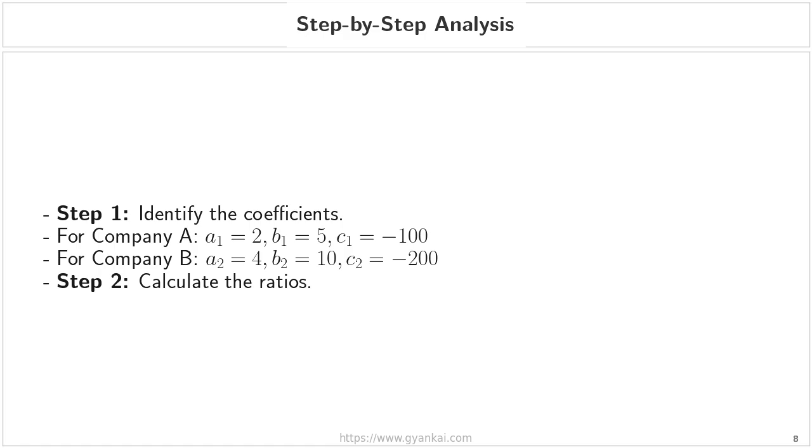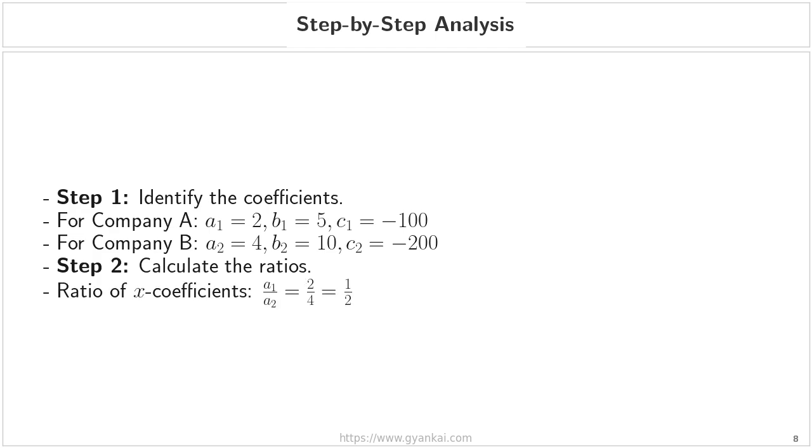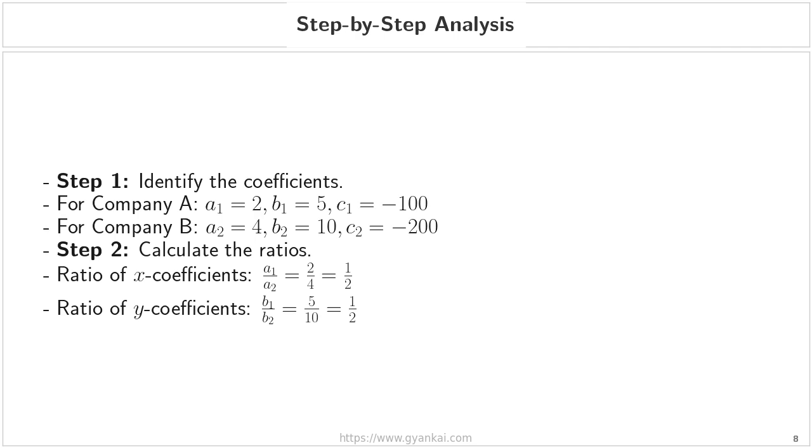Next, we move to step 2, where we calculate the ratios. This is the most critical part of the algebraic condition method. We need to compare the ratio of the x coefficients, which is a1 over a2. That gives us 2 over 4, which simplifies to 1/2. Then, we check the ratio of the y coefficients, which is b1 over b2. That is 5 over 10, which also simplifies to 1/2.